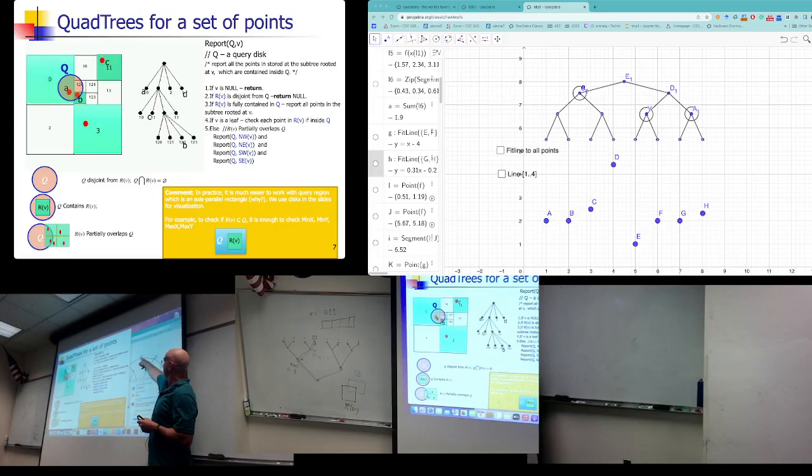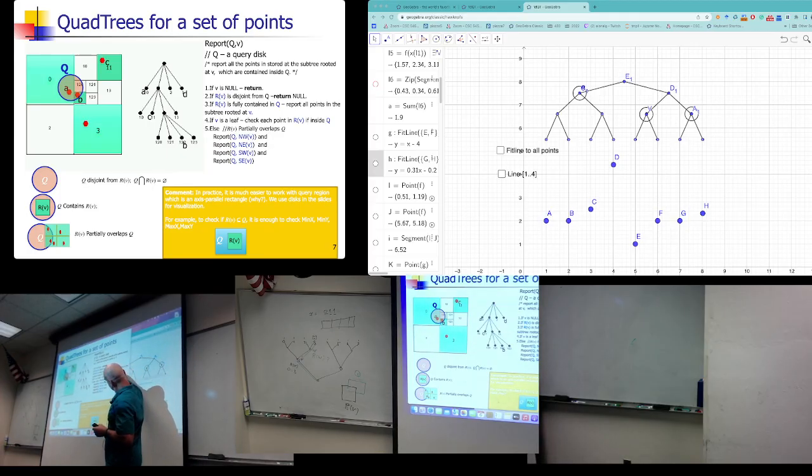Each node of the tree will store how many people there are in this subtree. And once you get to this part of the report, for line 3, if R_V is fully contained inside Q, then everybody inside the subtree rooted at V also lives inside Q, so instead of reporting, you're adding this number to the total number of people.